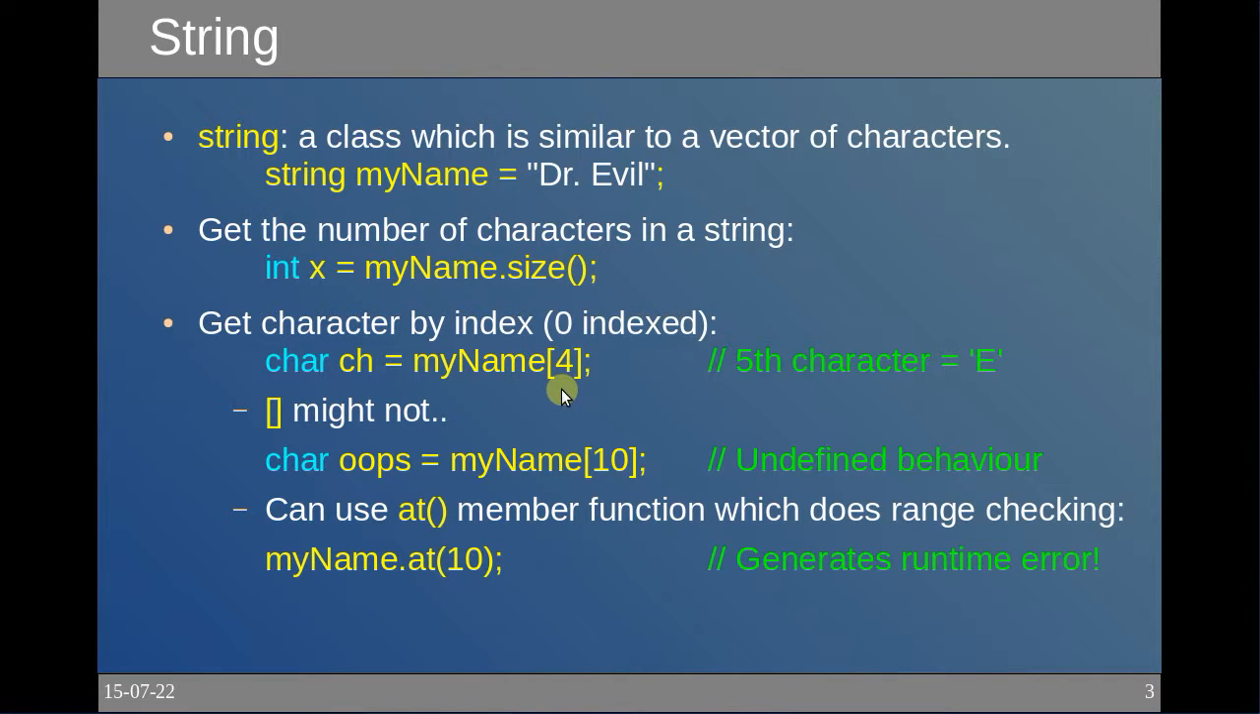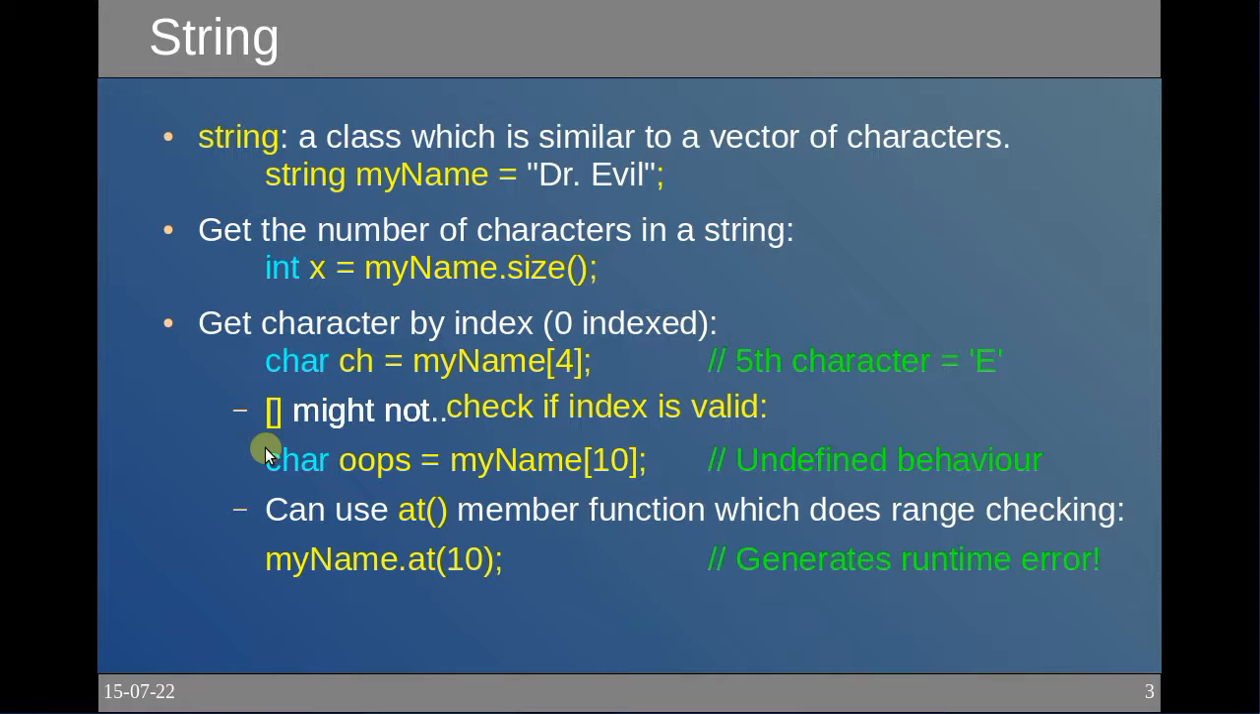Now, it's important to say index here because, of course, it's not the fourth character. This is actually the fifth character, which in the above string makes it the E in evil. So we pass in the index that we wish to access. Now, much like in a vector or an array, it might not check if index is valid. So using the square bracket notation, it might not check to see if the index is valid.